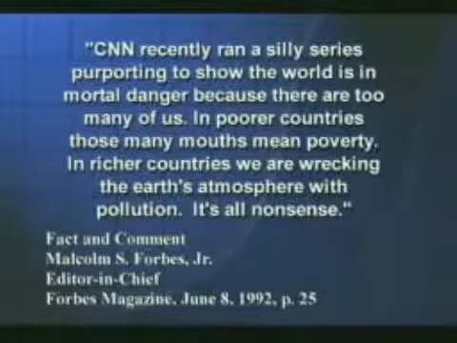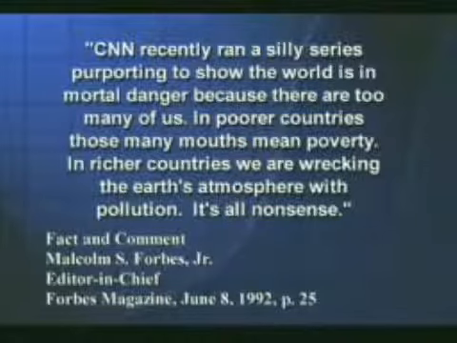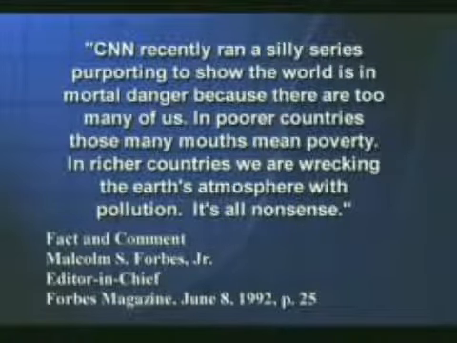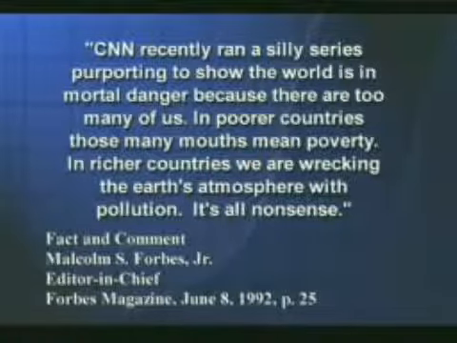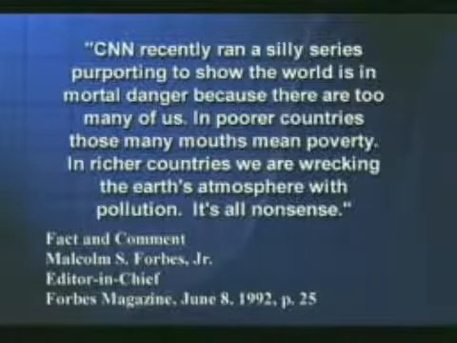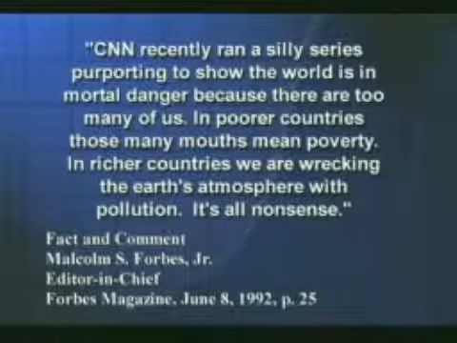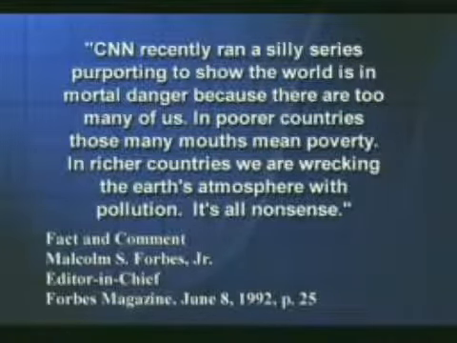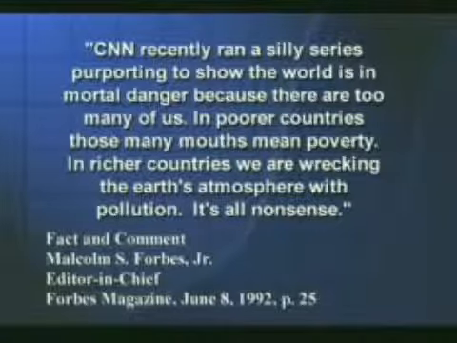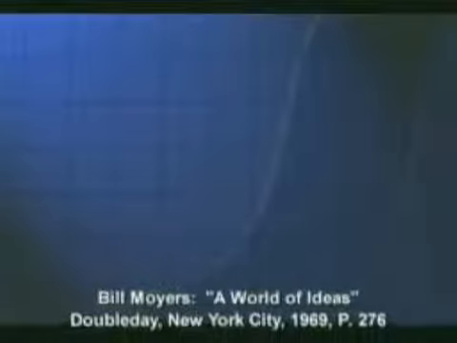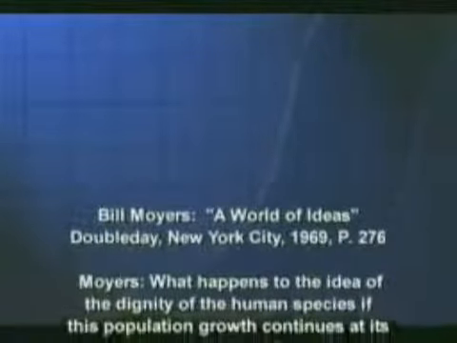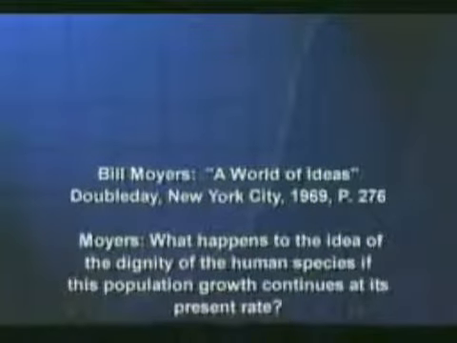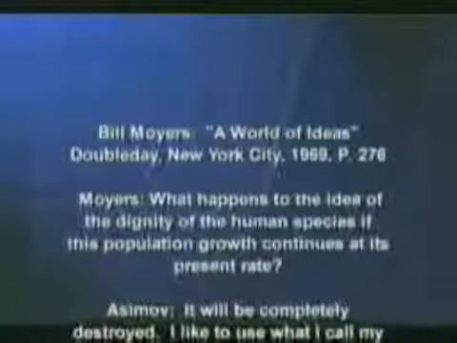Malcolm Forbes Jr., editor-in-chief of Forbes magazine, tells us in an editorial that CNN recently ran a silly series purporting to show that the world's in mortal danger because there are too many of us. In the poorer countries, the many mouths mean poverty, and richer countries are wrecking the Earth's atmosphere with pollution. It's all nonsense. Bill Moyers interviewed Isaac Asimov. He asked Asimov, what happens to the idea of the dignity of the human species if this population growth continues? And Asimov says it'll be completely destroyed.